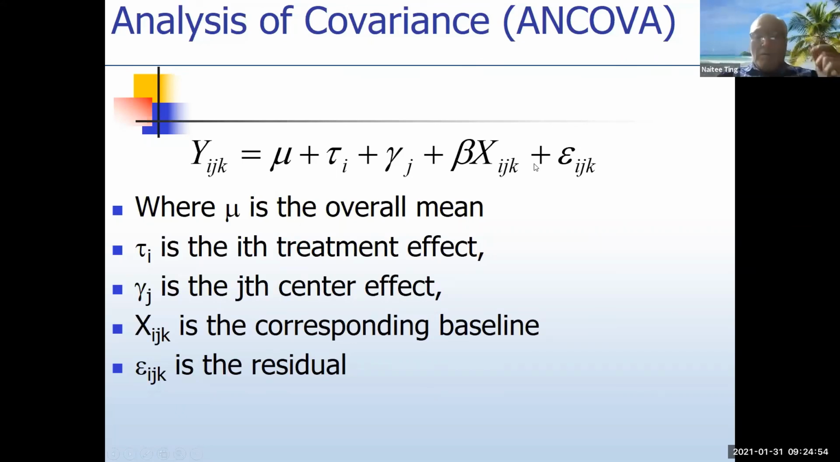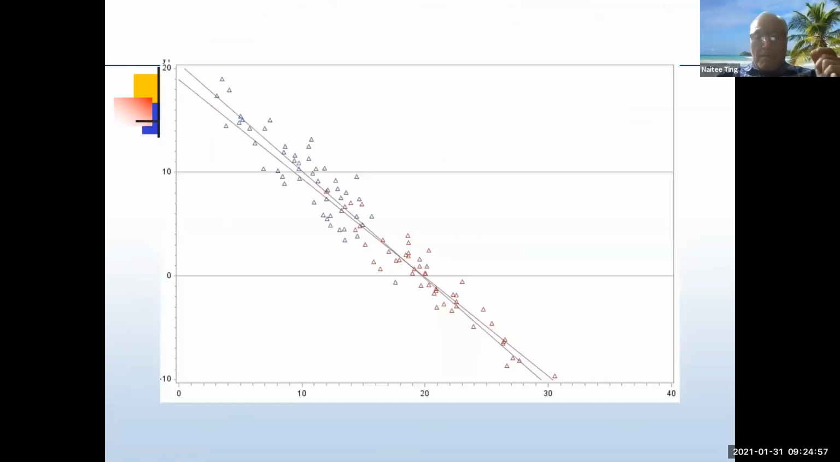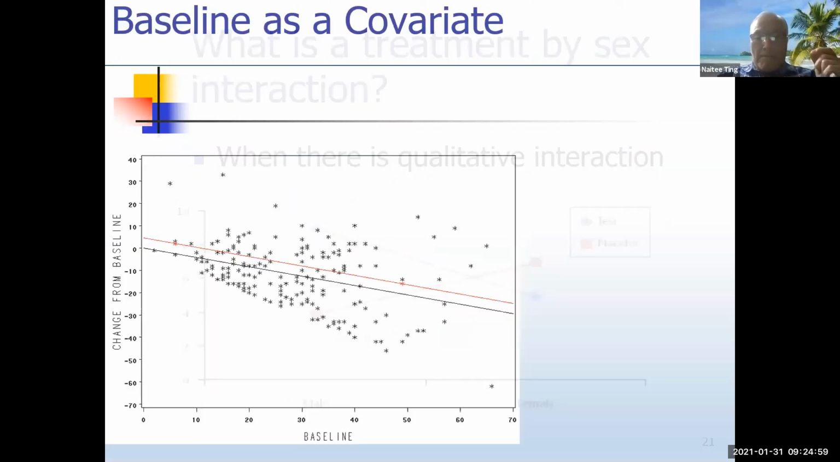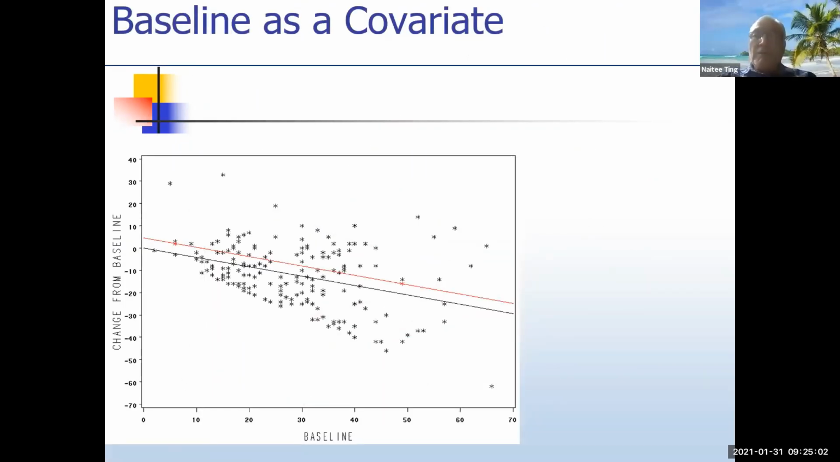If the two lines are parallel, this means there's no treatment by baseline interaction. No treatment by baseline interaction. Two lines are parallel. All right. And the analysis is very straightforward. I'll say the treatment difference is this much, right? You simply subtract, you look at the intercept, right? You look at the difference in intercept. There's a 5 unit difference. That's all you have to say. I mean, that's how you label the drug.